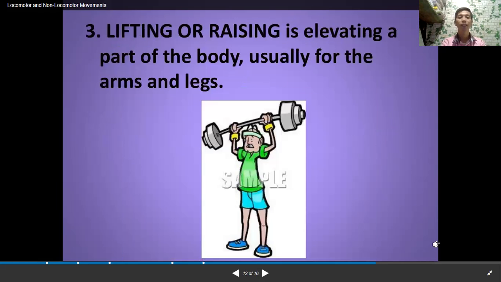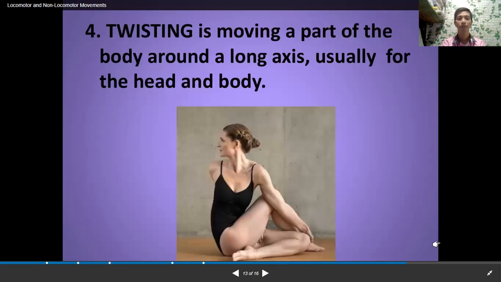The third one is lifting or raising. Lifting or raising is elevating a part of the body, usually the arms and legs. The fourth one is twisting. Twisting is moving a part of your body around a long axis, usually the head and body.